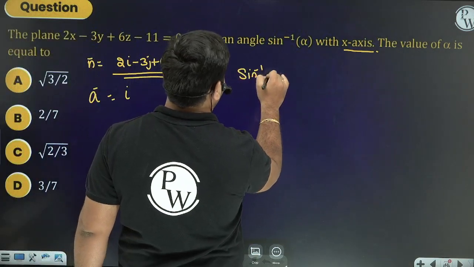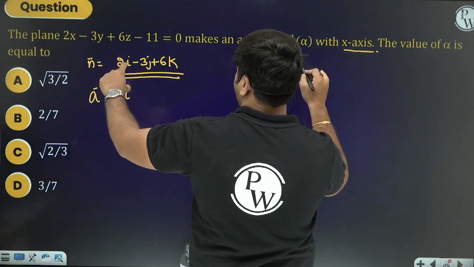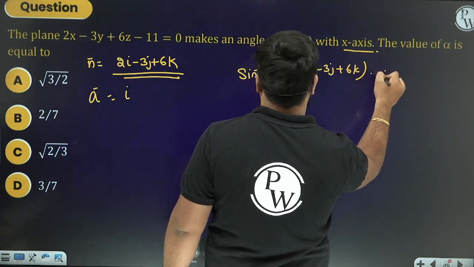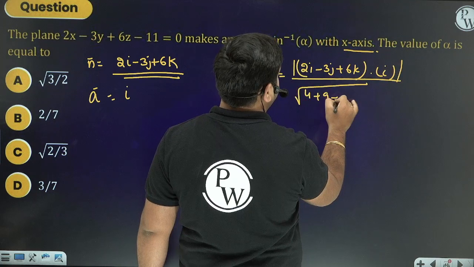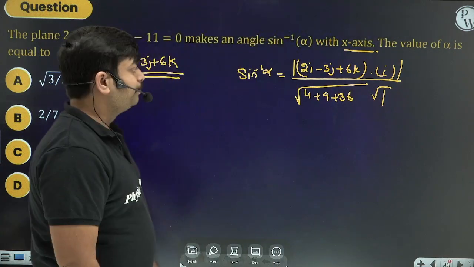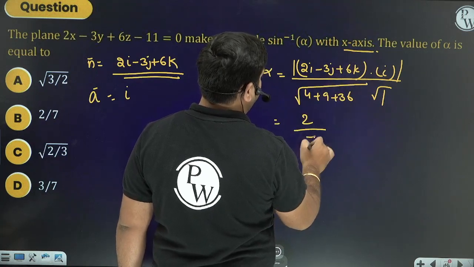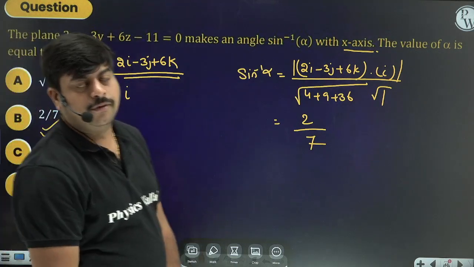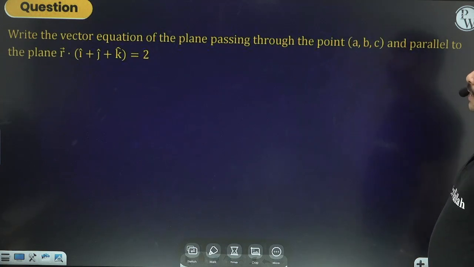When we have two vectors, the angle between them comes from their dot product. So, 2i minus 3j plus 6k dot i, divided by root over 4 plus 9 plus 36 into root over 1. The numerator is 2 and the remaining terms are 0, and the denominator is 7. So the value of alpha will be 2 by 7. The answer for that is 2 by 7. Understood, everyone? Right. Next.